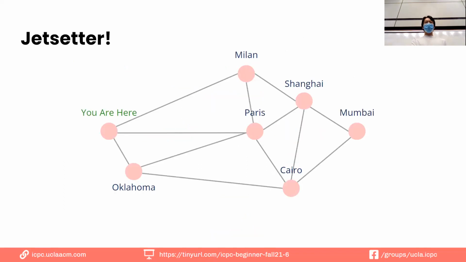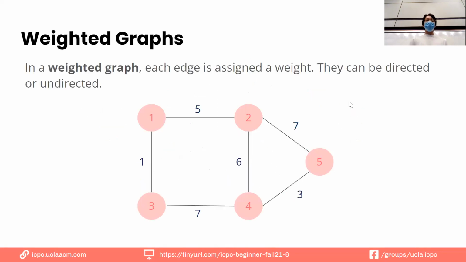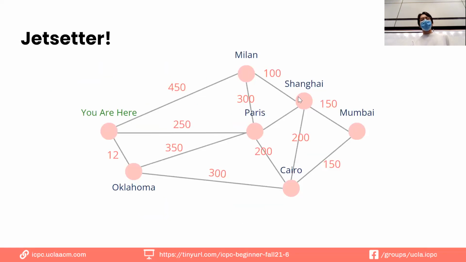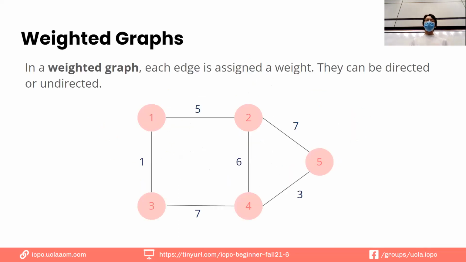For example, if we have a graph of different locations and we have flights between them, we want to store information about the flights, because maybe some flights are more expensive than others. So we can put the cost of the flight in this graph. For example, from where you're starting to Milan, it costs $450, but it only costs $150 from Shanghai to Mumbai. We can characterize these as weighted graphs. In these weighted graphs, each edge is assigned a weight, and they can also be directed or undirected. So possibly the flight from Milan to Shanghai is $100, but the flight back is $200. So there are a lot of different combinations of graph properties that we have.